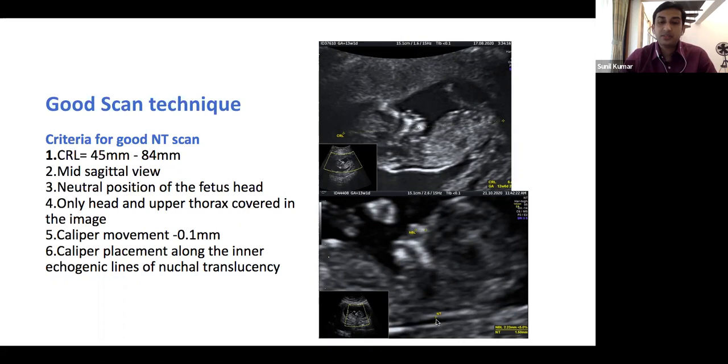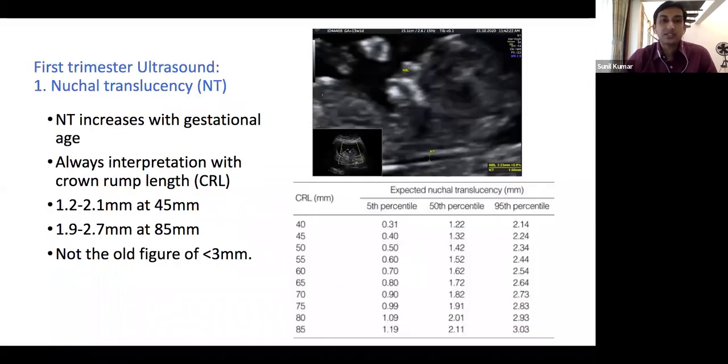See, this is what I have measured, the NT, nuchal translucency, the black line. This black line is the criterion to assess. So caliper placement is along the inner echogenic line, the white lines of the nuchal translucency. All this needs a little bit of skill and good technique to capture good images.